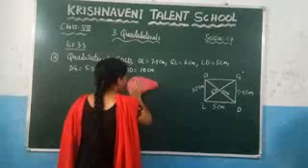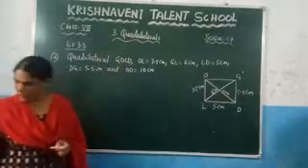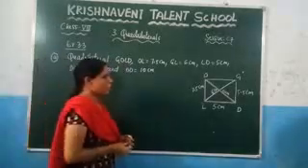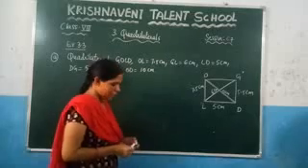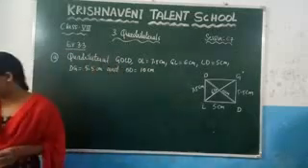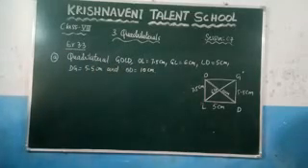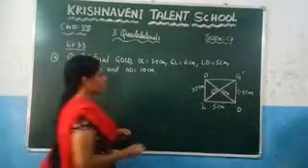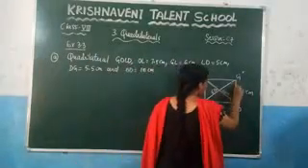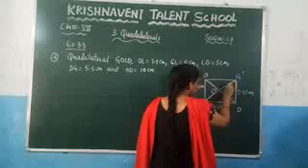This is one method. Or the other one: you can observe that here one more triangle is there. So what is the triangle here? Clearly you can see it here. Here, if you observe, this is the other triangle, right?